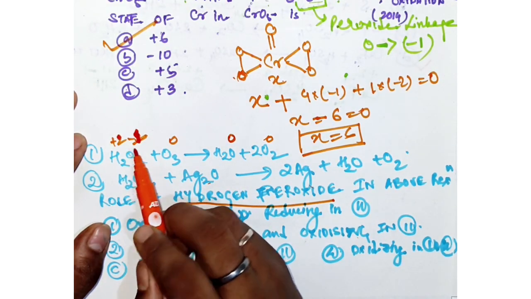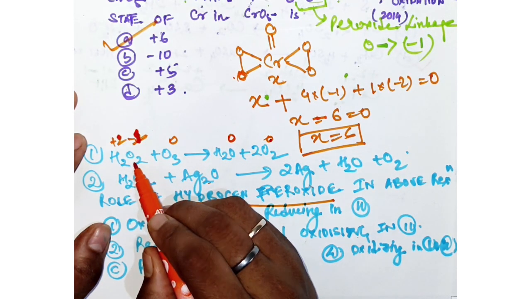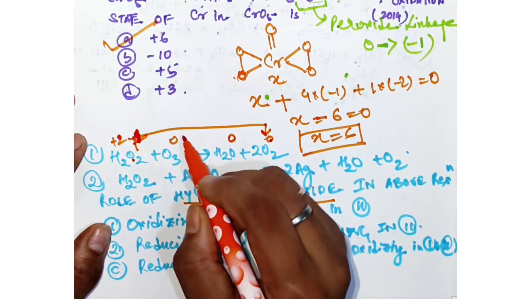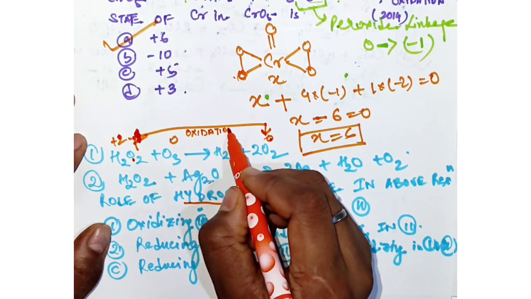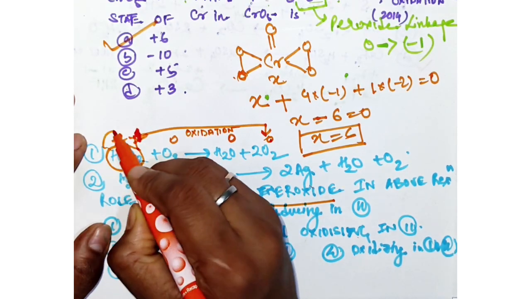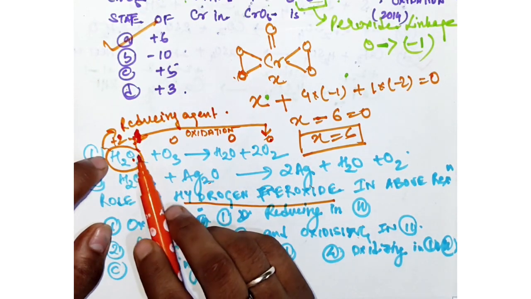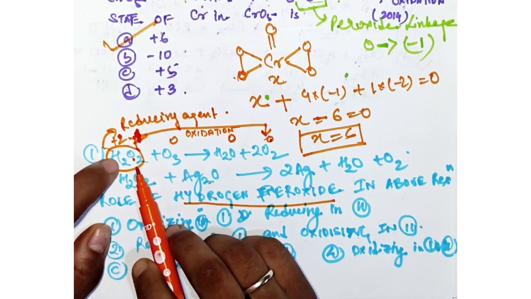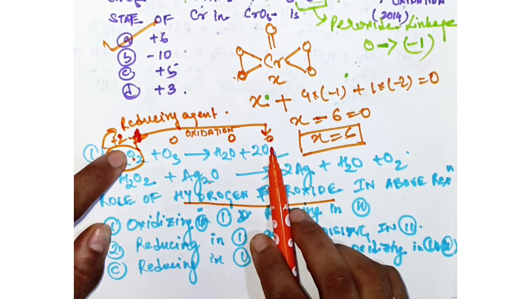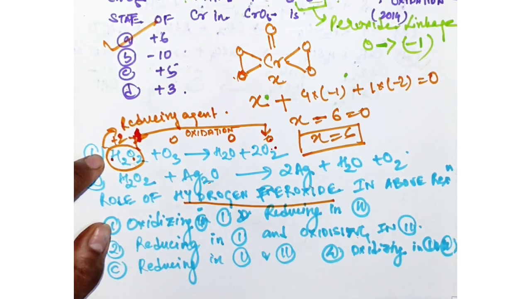Now see, from oxygen -1, what happens? It becomes 0. So in hydrogen peroxide, the oxygen goes from -1 to 0, so oxidation is taking place, a loss of electrons, but this one acts as a reducing agent. What is the definition of a reducing agent? A reducing agent helps others to lose but itself gains. Here oxygen is -1 and then 0, so it helps others to lose while itself gaining. So it is acting as a reducing agent in number 1.